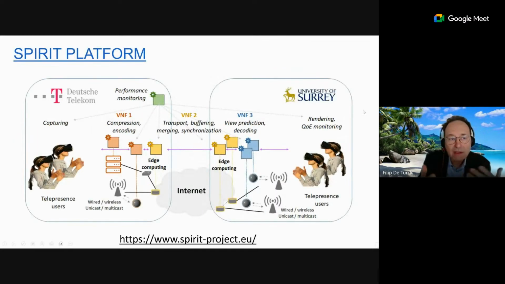And so we built a demonstrator where we have Deutsche Telekom, which is based in Berlin in Germany, and then the University of Surrey is based in London. We built a demonstrator to demonstrate telepresence with people present in Berlin and in London, and to show holograms of each other and interact with each other as if everyone is local and close to each other.